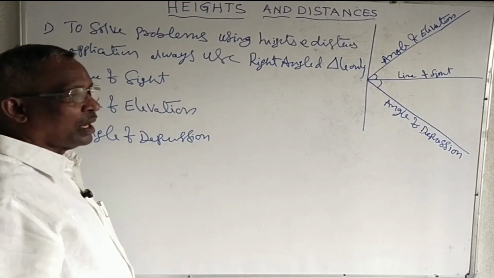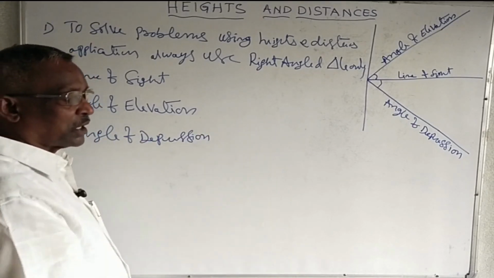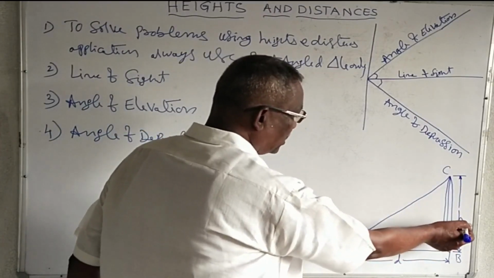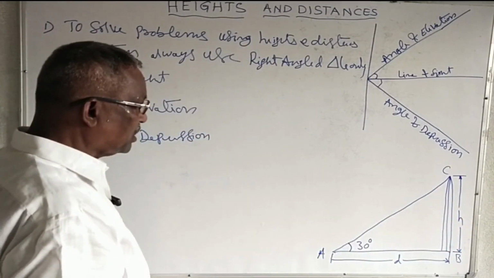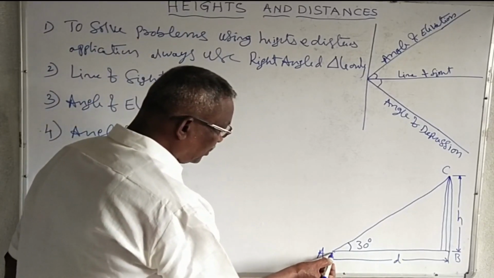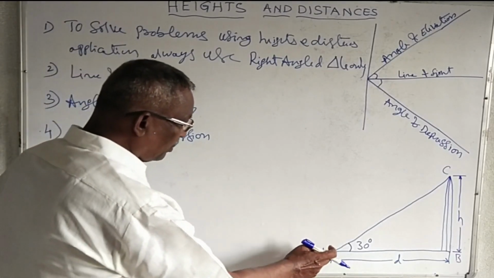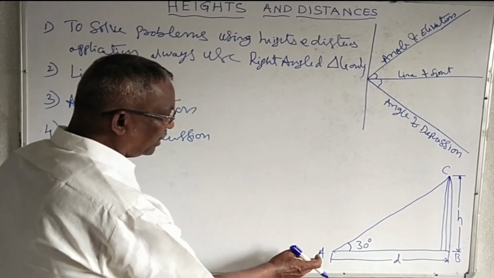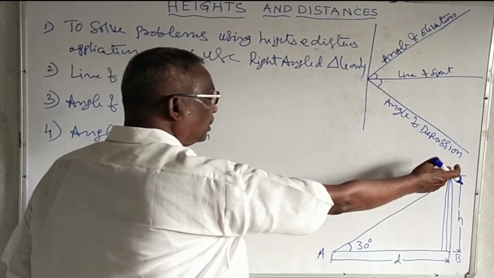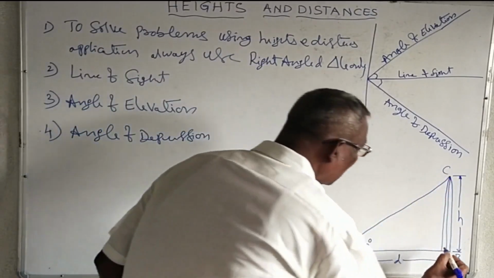Before going to that, let's see how trigonometrical ratios are used in heights and distances. Observe here, this is a tower. H is the height of the tower. The observer is observing from this location, location A. The bottom of the tower is B and the top of the tower is C. So this is the right angled triangle ABC.